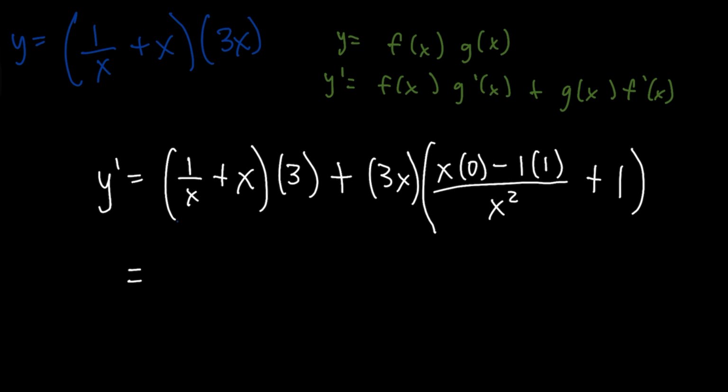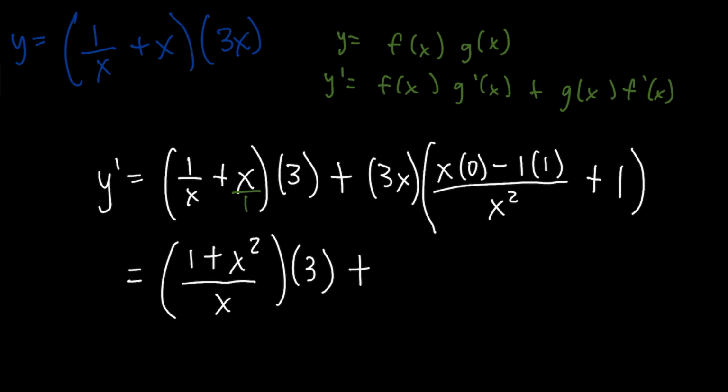Let's combine this. So their common factor is x. x divided by x, that is 1. Then multiply it here. That's equal to 1 plus x divided by 1, that's equal to x, times x, that is x squared, multiplied by 3 plus 3x.